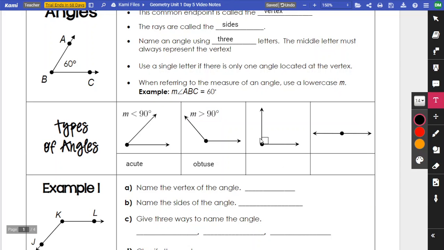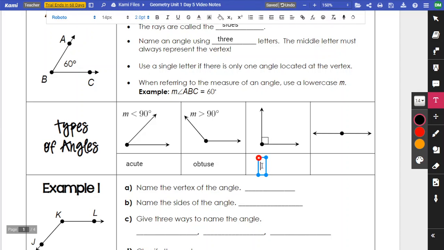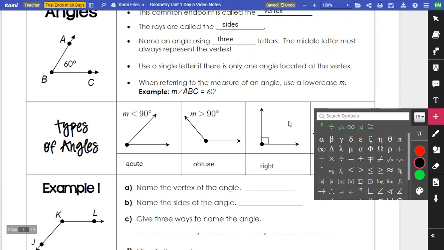Okay, our next one here, if you see this box here at the vertex, that means that you are looking at a right angle. Right angles are very important. We use them a lot. They're one of the few angles that we can just look at and know everything that there is to know about it. And the measure of a right angle is always exactly 90 degrees.